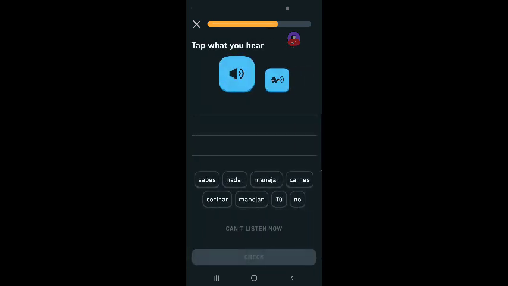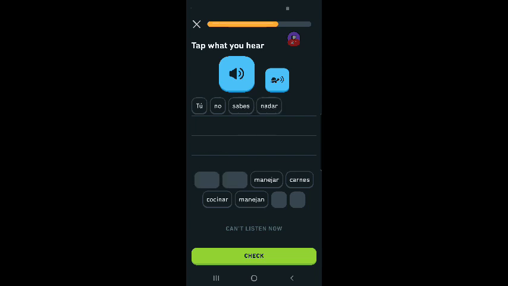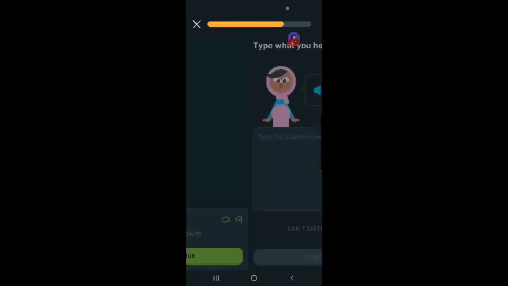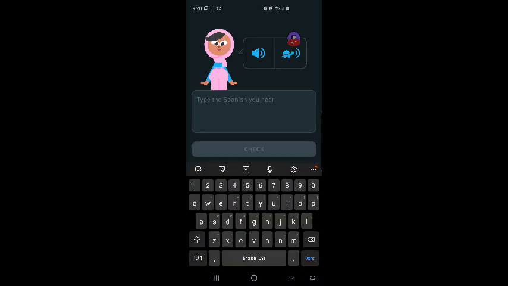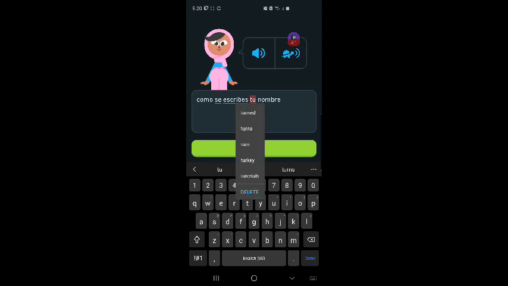Yes, I. Tú no sabes nadar. Sabes nadar. You don't know how to swim. ¿Cómo se escribe tu nombre? I think she said, ¿cómo se escribe tu nombre? How do you write your name?